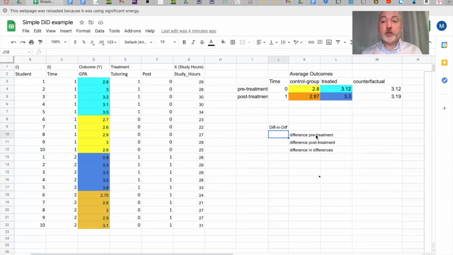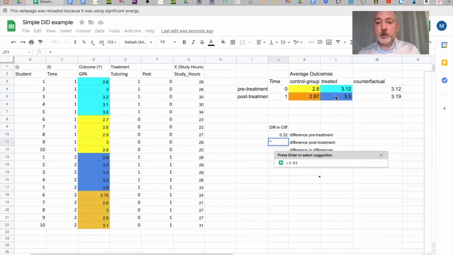The difference between groups pre-treatment, we can calculate as Y bar period 1 group B minus Y bar period 1 group A. So we can see that those that eventually sought tutoring already had a GPA that was 0.32 units higher than those who didn't. What's the outcome after treatment? Here it's going to be calculated as our post-treatment for the treated minus the post-treatment for the control.